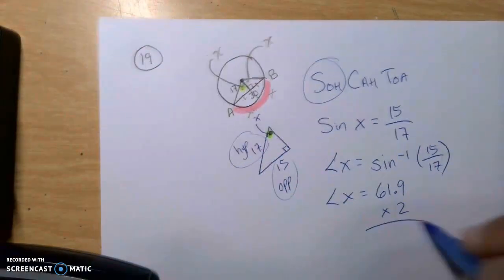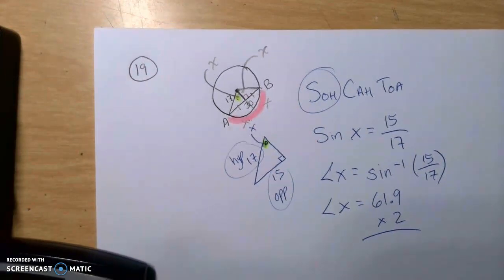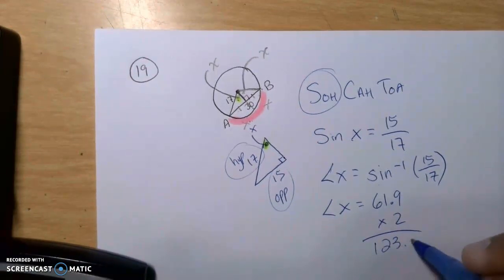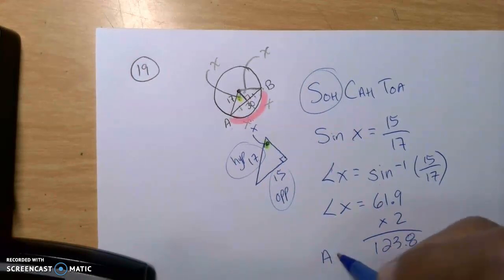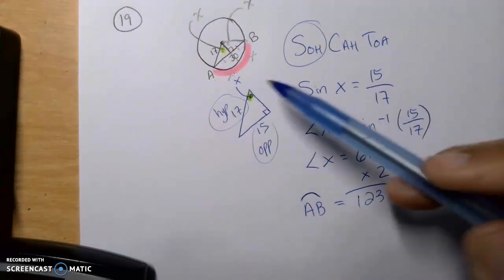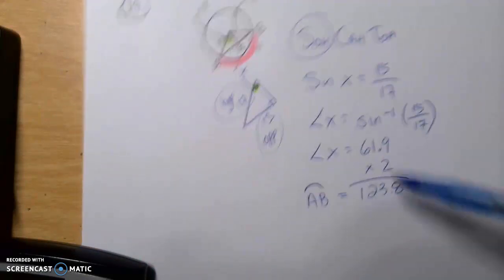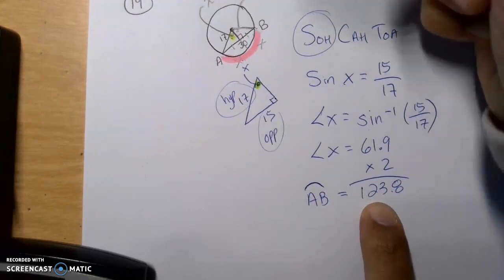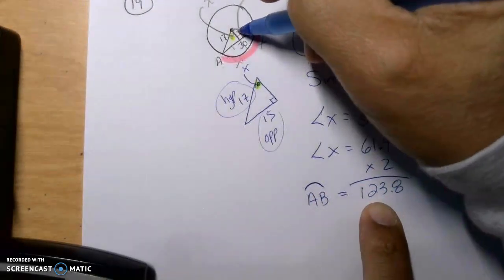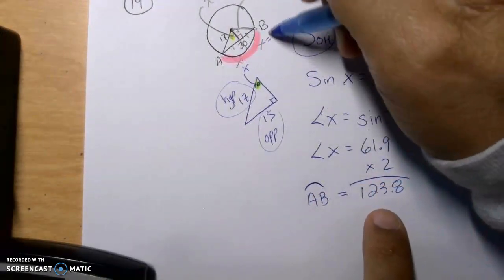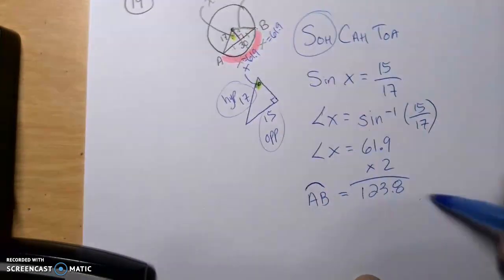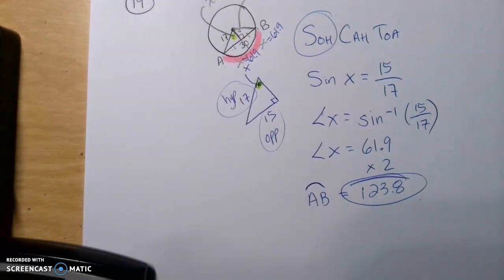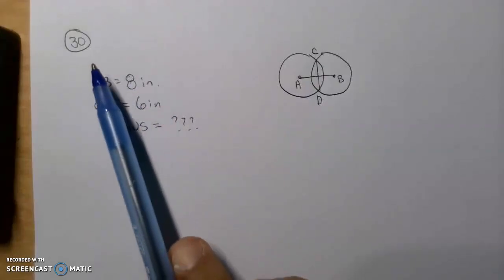I just multiply by 2 here, and you get 123.8 is arc AB. Arc AB from here to here is 123.8 because it's 61.9, 61.9 here, 61.9 here. Together it's 123.8. Okay, we're going to look at number 30.